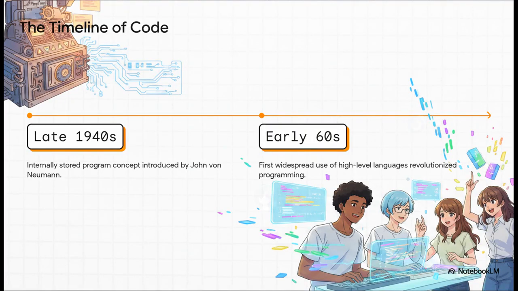We started with those initial mathematical theories back in the late 1940s, and then, boom, a massive explosion of progress in the early 1960s. That was when high-level languages saw their first widespread use, and it completely revolutionized programming. Suddenly, a programmer could develop way more complex software with way less effort. It absolutely skyrocketed the speed of technological progress.